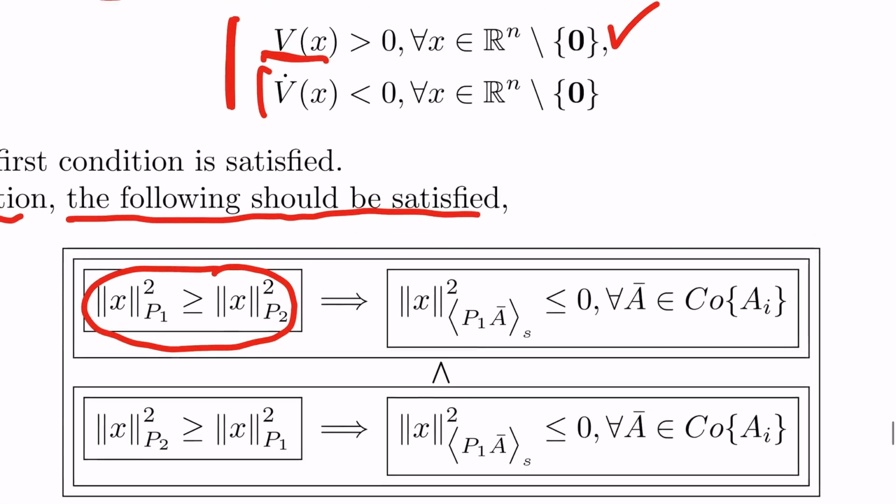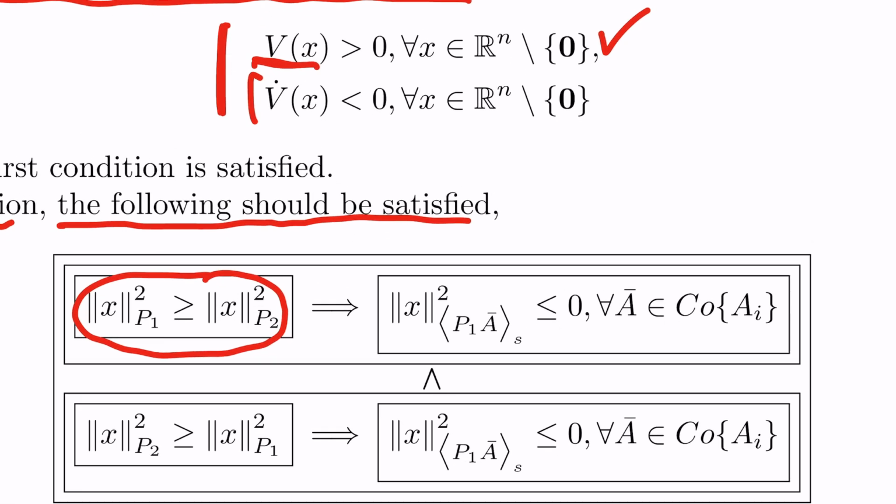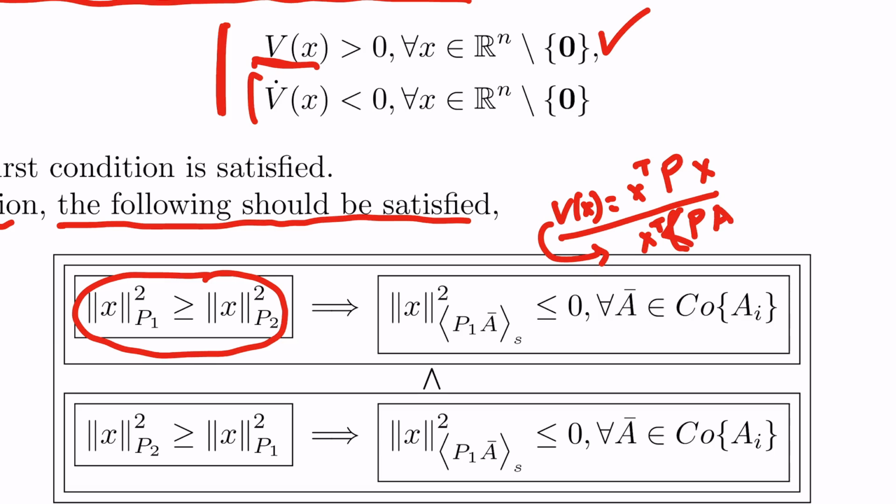Due to the structure of V(x), if this expression is greater than this expression, then V(x) would take this form. Then you take the derivative of it, and it would be P A, but we have A(t), taking values from a convex hull of A1 and A2. So basically that is the reason.